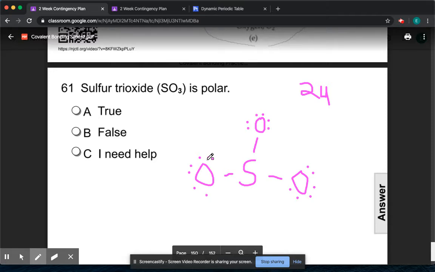Is the sulfur happy? Sulfur is one of those that is perfectly fine with having just 3 bonds, meaning 6 electrons, kind of like boron. Sulfur can sometimes also have more than 4 bonds. So sulfur is one of those exceptions that can be a little funky. But this is what the Lewis structure looks like.